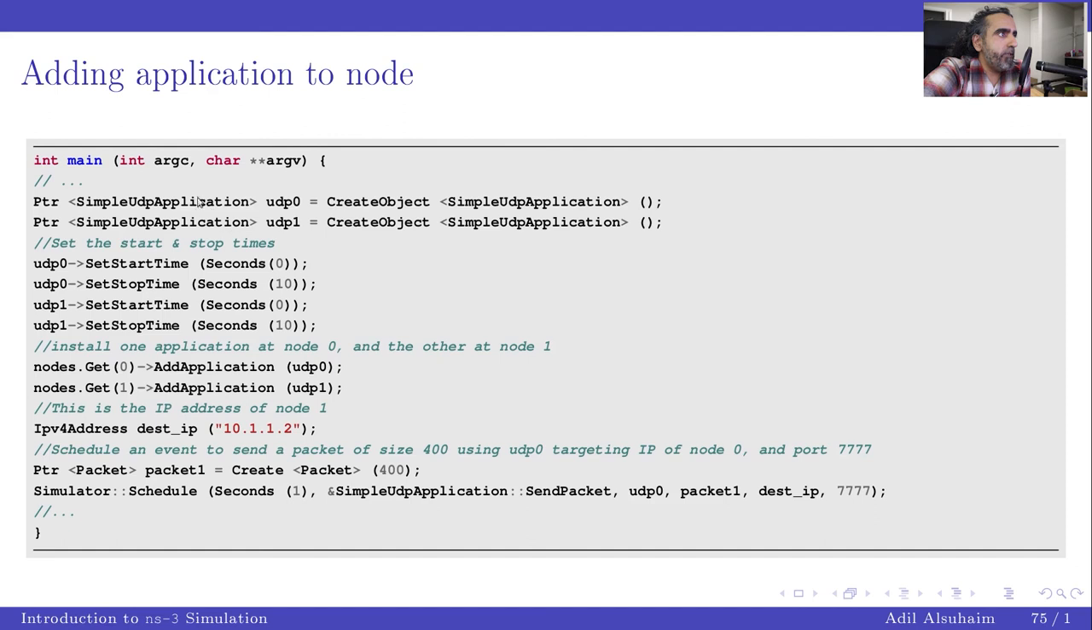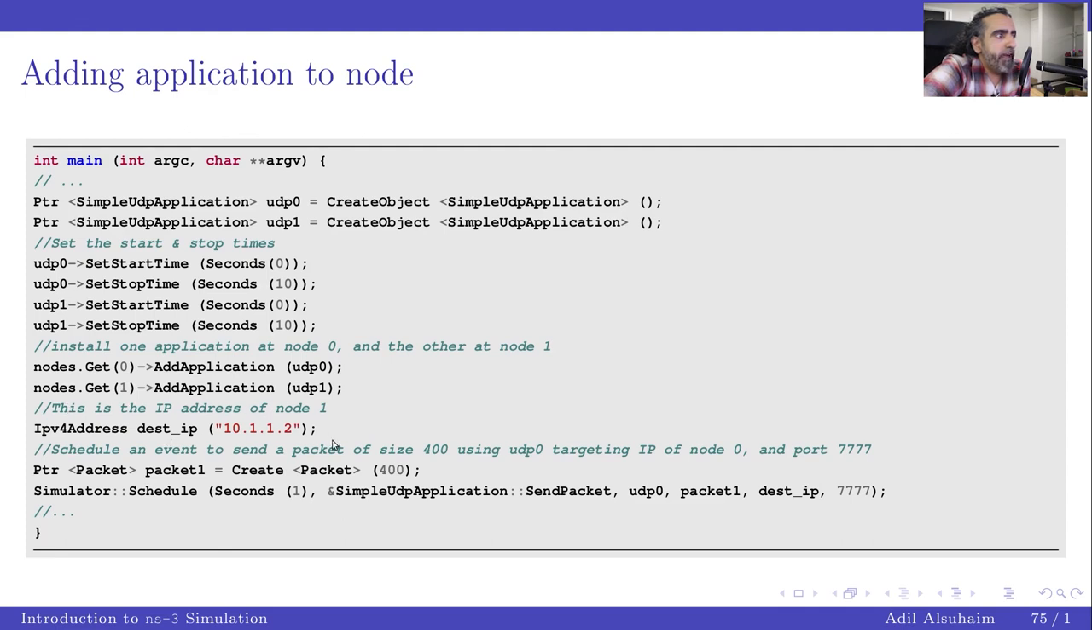So in this example, we create the simple UDP applications, which is similar to the UDP echo, but this time I'm not using a helper. I'm using my own object and just creating it as it is. Set a start time, and then add the applications to the nodes.